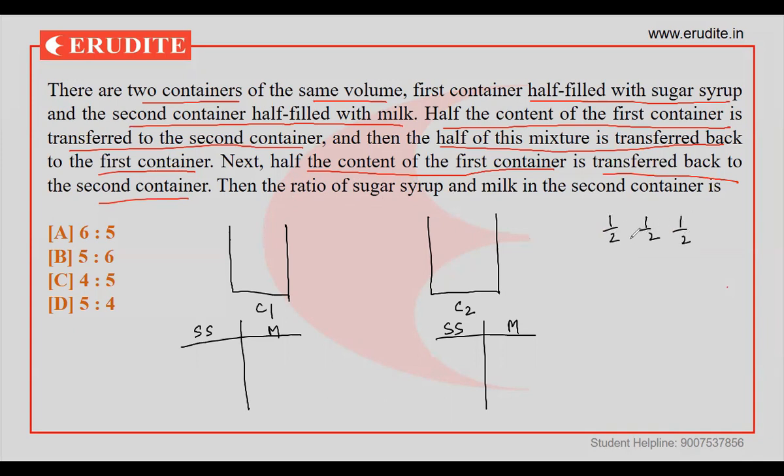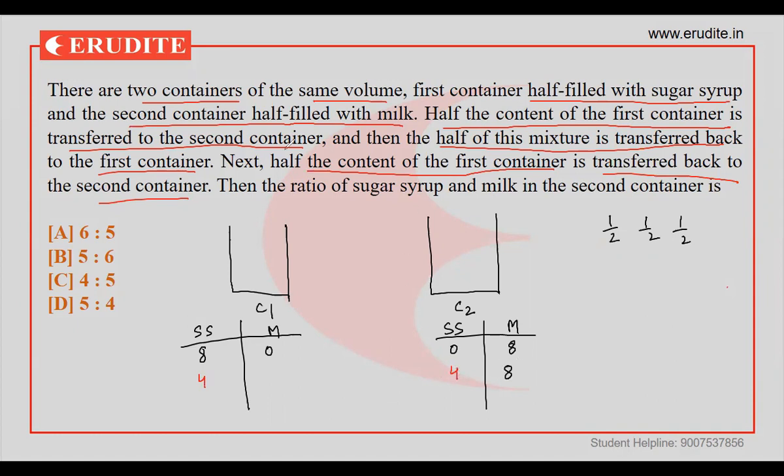So the best way to deal with this question is to assume that initially the first container contains 8 liters of sugar syrup and 0 liters of milk. Similarly, the second container contains 8 liters of milk and 0 liters of sugar syrup. Now they're saying, half the content of the first container is transferred to the second container. So half of the sugar syrup is transferred here. Half of 8 is 4, so the remaining is 4 here, and 4 of sugar syrup is coming here.